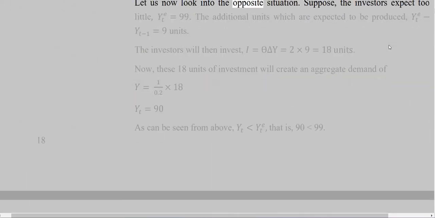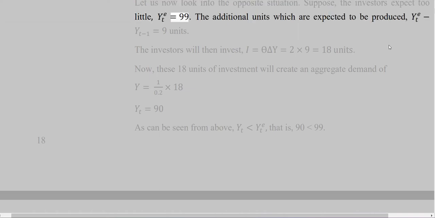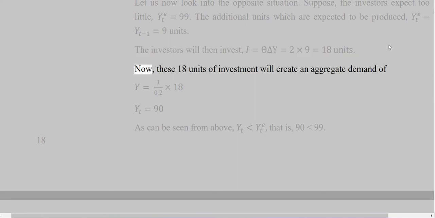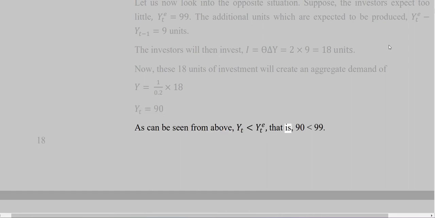Let us now look into the opposite situation. Suppose the investors expect too little, 99. The additional units which are expected to be produced are 9 units. The investors will then invest, increment I equals 2 times 9 equals 18 units. Now, these 18 units of investment will create an aggregate demand of 5 times 18 equals 90, as can be seen from above, that is, 90 less than 99.